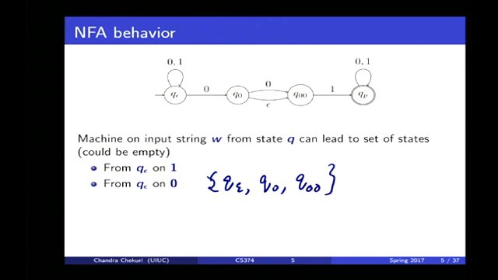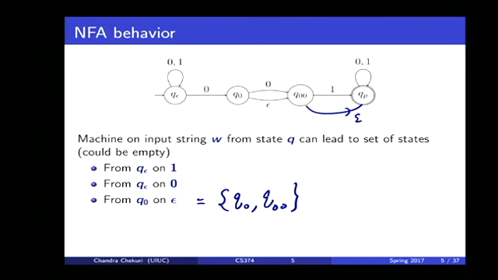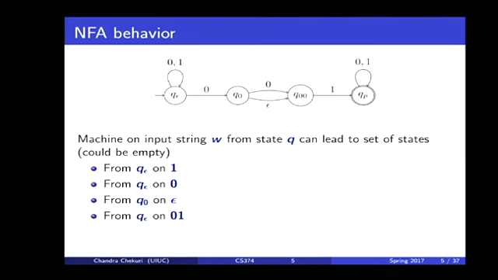So, the machine on input string W. Let's see one more example. What about the string 01? What should the machine do on string 01? Where can the machine go to on string 01? Now it's a bit messy, but let's figure it out. There are lots of places it can be. It's hard to figure out, but let's see. How do we figure it out?